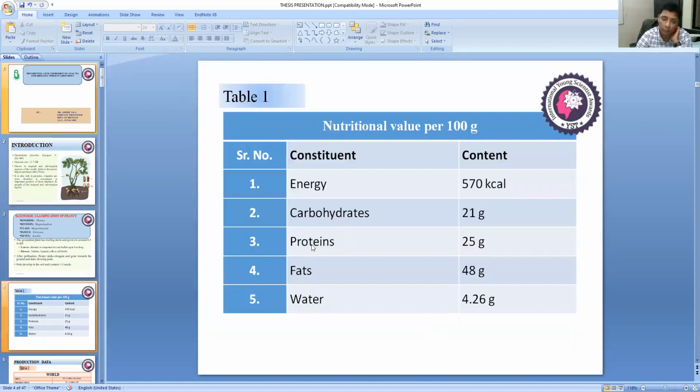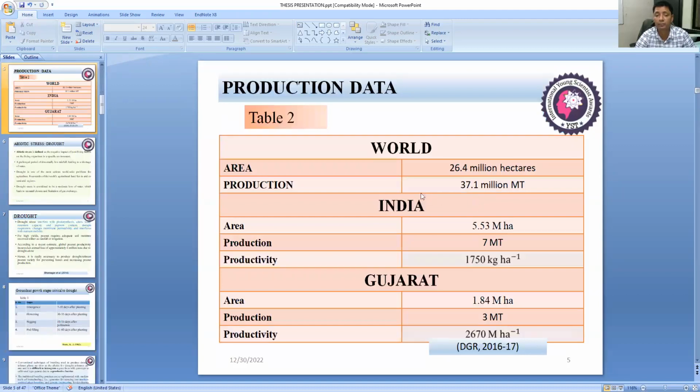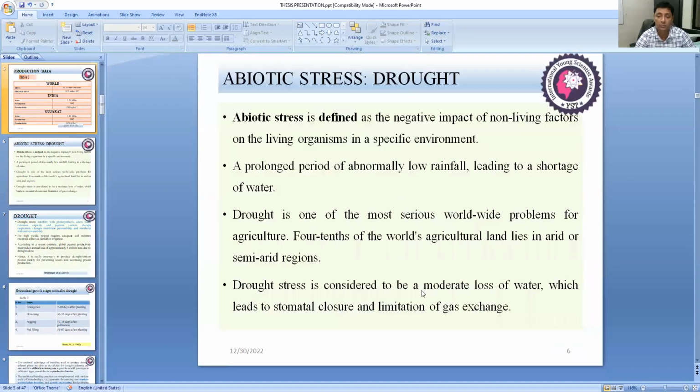If you see the proximate composition of groundnut itself, the maximum is fat, around 48 grams, and the energy level is 570 kilocalories. If you see the production data, India produces about 7 metric tons, and the productivity is 1750. Similarly, Gujarat is in the top position, giving 3 metric tons of production along with a productivity of 2670 kilograms per hectare.